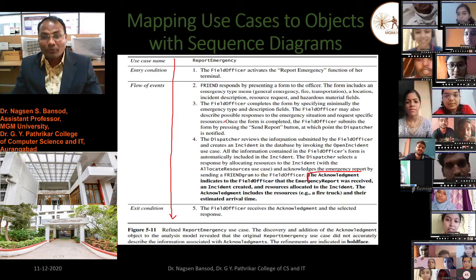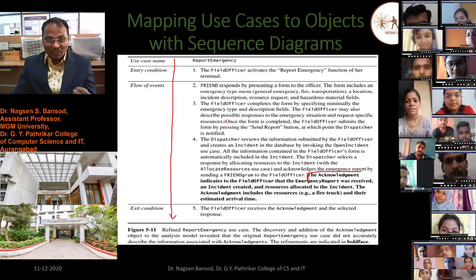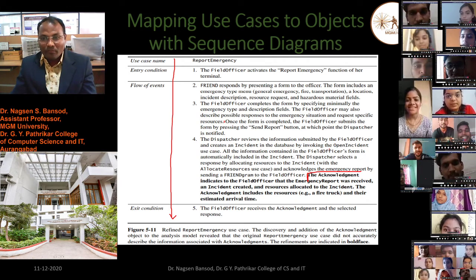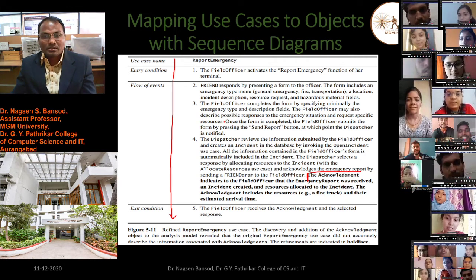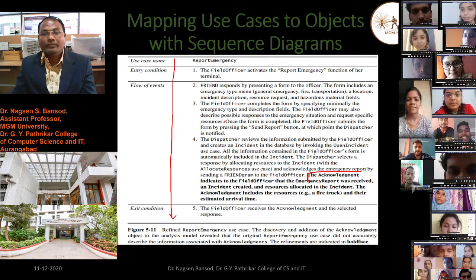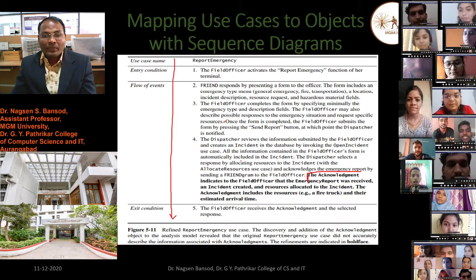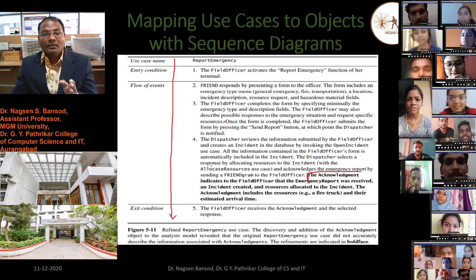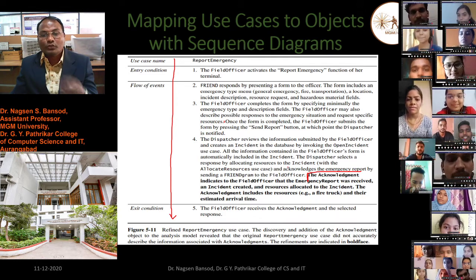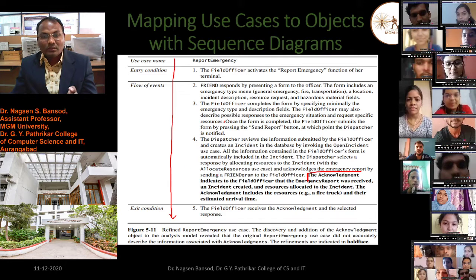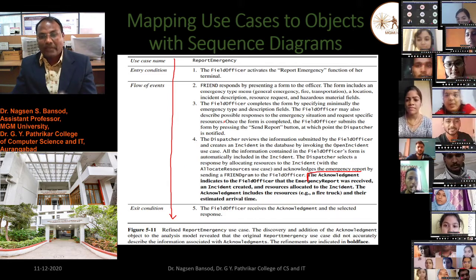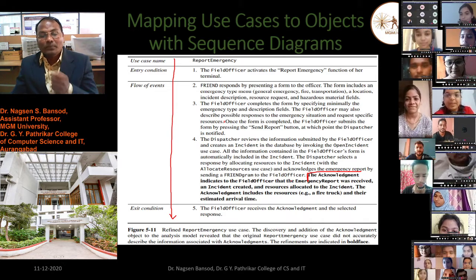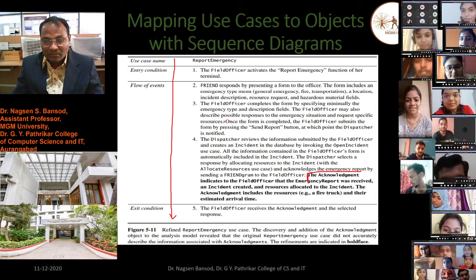The dispatcher reviews the information submitted by the field officer and creates an incident in the database by invoking the open incident use case. All the information contained in the field officer form is automatically included in the incident. The dispatcher selects the response by allocating resources to the incident with the allocate resources use case. The dispatcher acknowledges the emergency report by sending a FRIEND gram to the field officer.